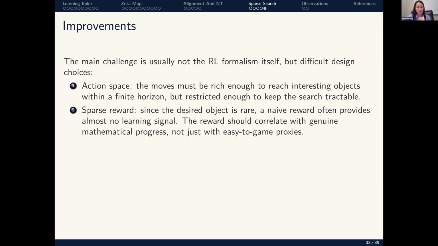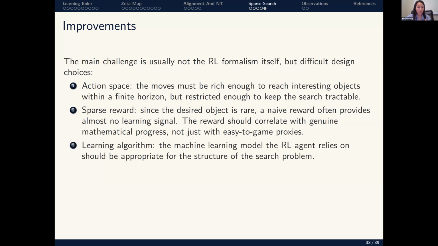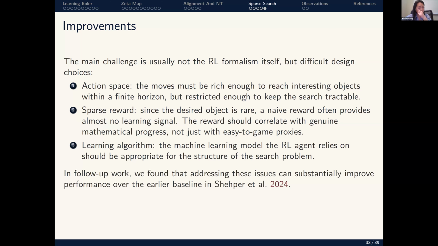The second challenge, which is very particular to mathematical problems, is that the reward is so sparse. If you just give a reward of 1 if the construction is successful, for example if you find a high-rank elliptic curve, and 0 otherwise, then the model cannot learn anything because there's no learning signal. It's 0 in almost all places. So the reward should be correlated with, but genuine to, what you desire, and it should also measure mathematical progress. The third part is more on the machine learning side of things. The machine learning model, the agent that is moving around, should be appropriate for the problem. In a follow-up work, we were able to show that by addressing these three issues, we can substantially improve the performance over the earlier baseline of Shehper et al.